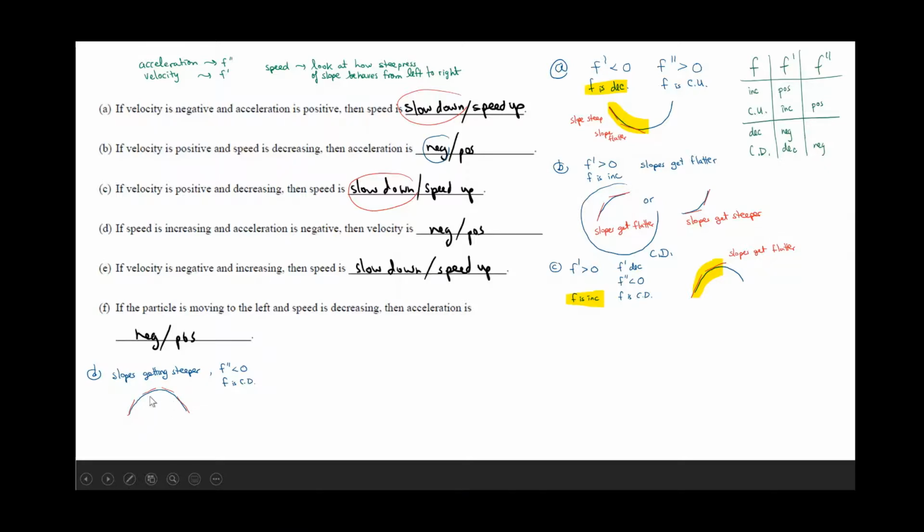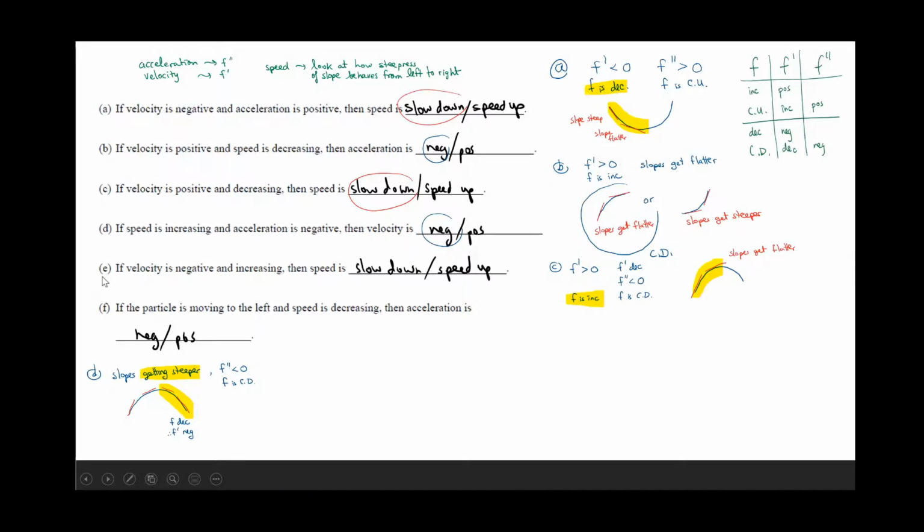And we have all these tangent lines drawn in. We want to pick the place where we have slopes getting steeper. Getting steeper would be this portion. So in this situation, the function is decreasing, which means slopes are negative. And so we would say velocity is negative.